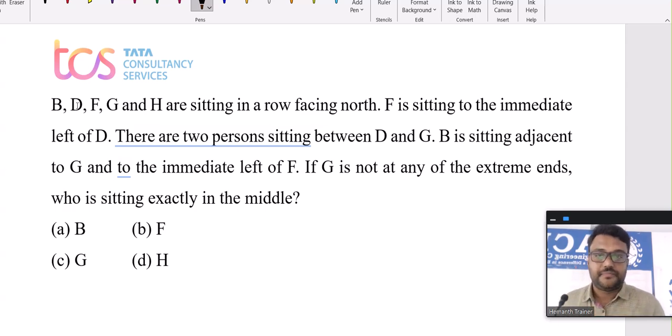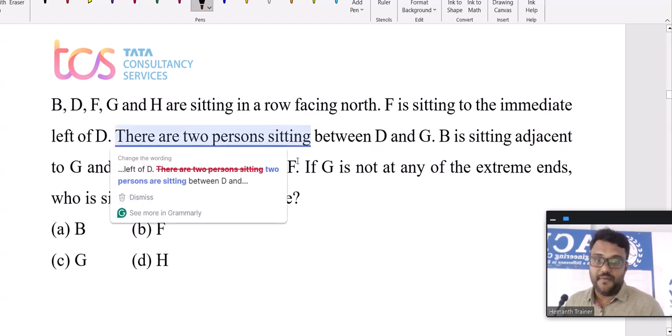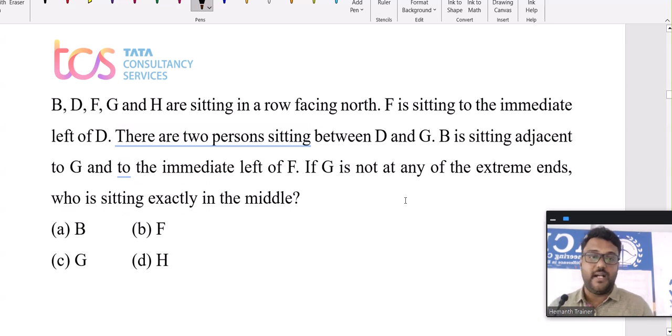Good. F is sitting to the immediate left of D. There are two persons sitting between D and G. B is sitting adjacent to G and to the immediate left of F. If G is not at any of the extreme ends, who is sitting exactly in the middle? Previous question was among 7 people middle. Now here among 5 people middle. You try this. Who is in the middle, they asked.